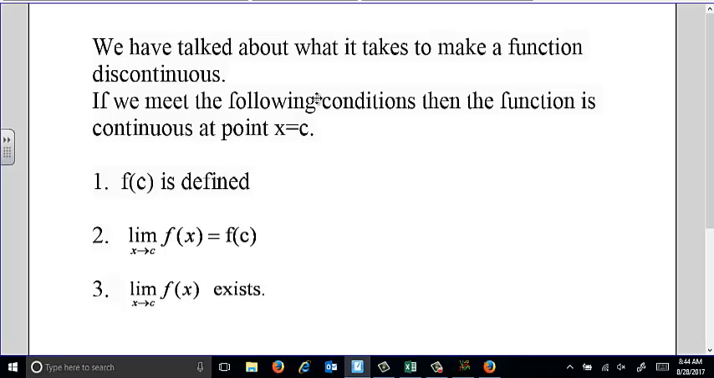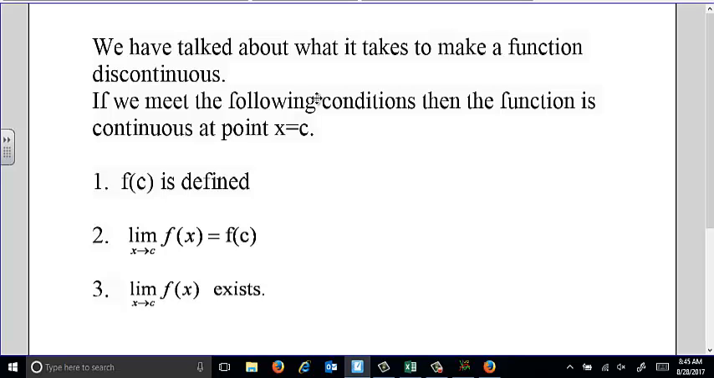Polynomials are continuous. The sine and cosine are continuous. The tangent, the secant, the cosecant, and the cotangent are not continuous because there are points where the function is not defined at the vertical asymptotes. Rational functions are continuous except at vertical asymptotes. The logarithm and exponential functions are continuous. So most functions are continuous. There's just a few special cases where the function is not continuous.